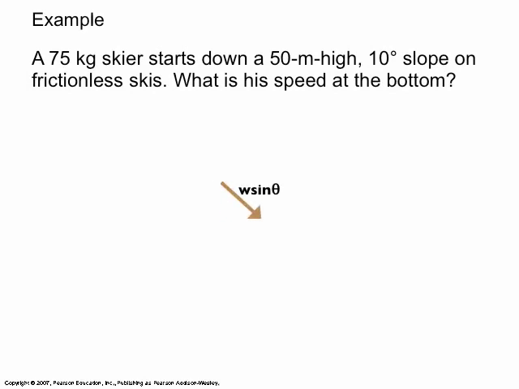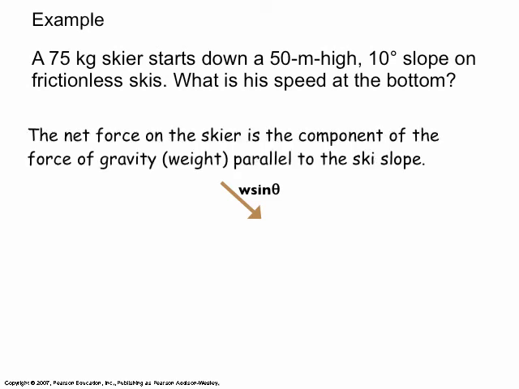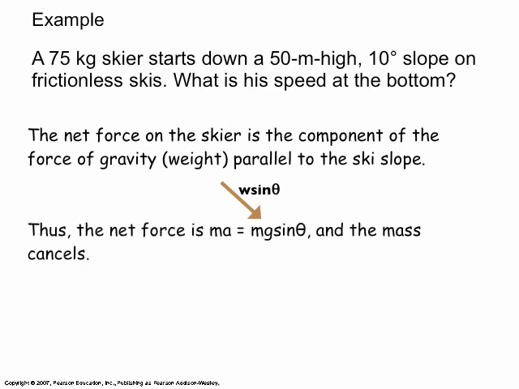Well, we know the force of the Earth, gravity, his weight, is pulling him down the slope. So the component of his weight parallel to the slope is weight sine theta. And that force on the skier is the component of the force of gravity parallel to the ski slope, weight sine theta. Thus, the net force, which is always mass times acceleration, is equal to his weight, mg, times sine theta.